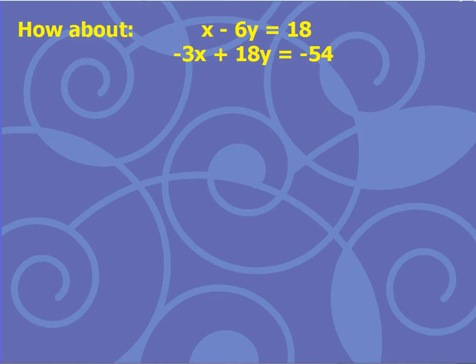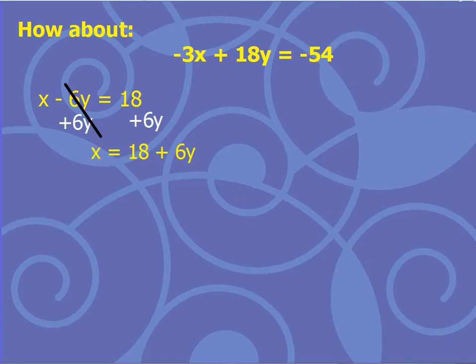Let's take a look at another. Do we have one variable that's going to be easier to isolate than the others? You bet, this x in the first equation. Sometimes you won't have one that's super simple like that. You'll have to rearrange the whole thing, but that's okay. We know how to do that. So if I have x minus 6y equals 18 and I add 6y to both sides, I get x is equal to 18 plus 6y.